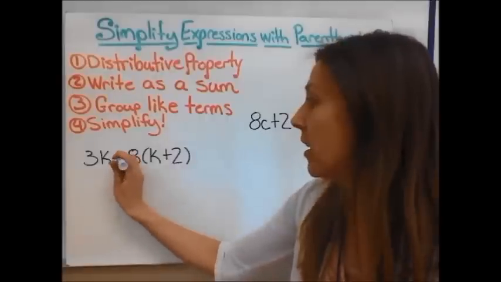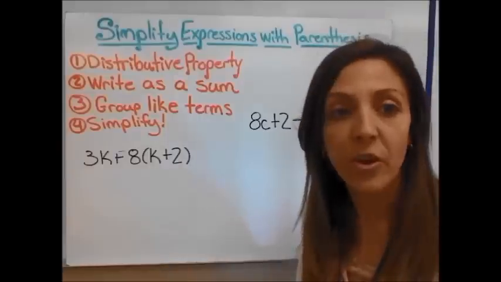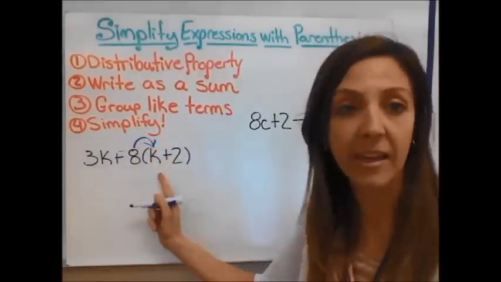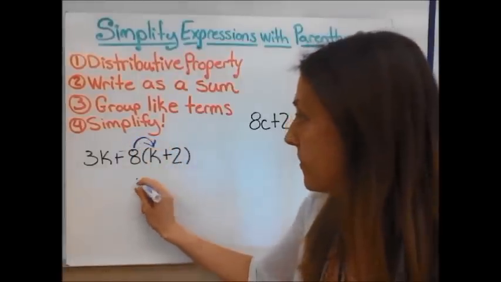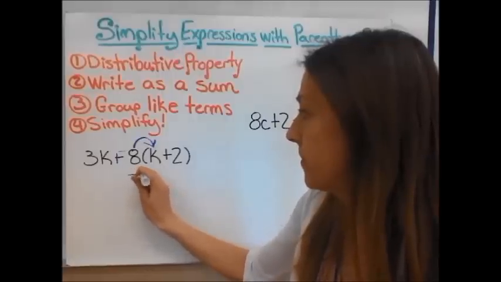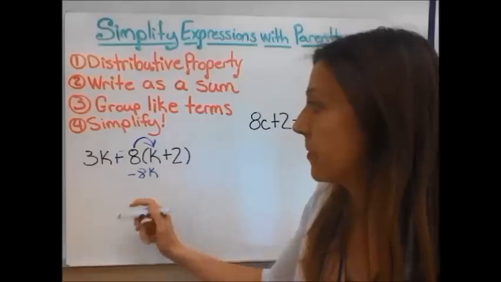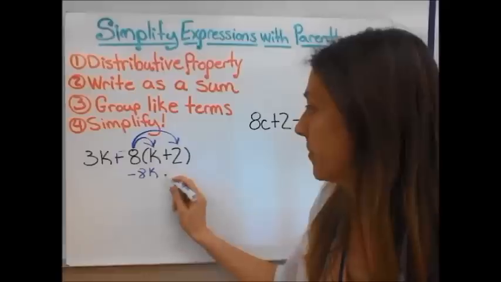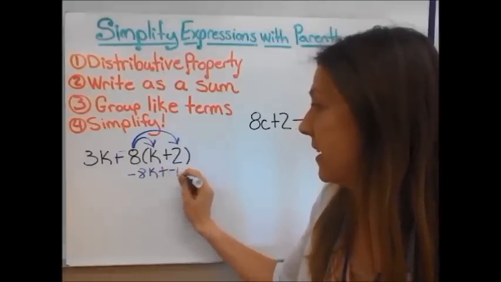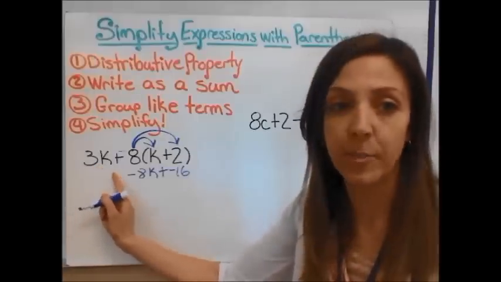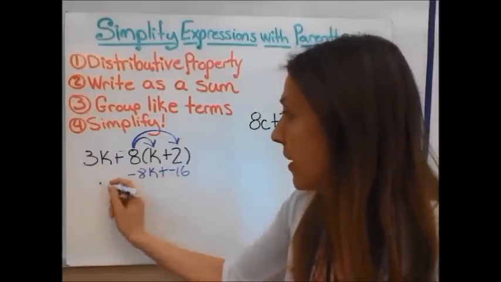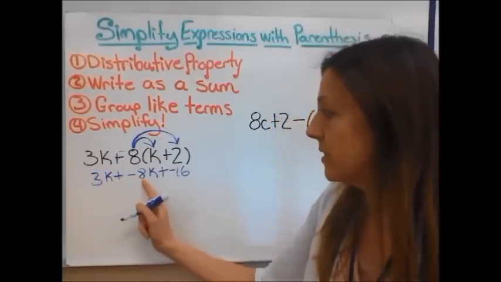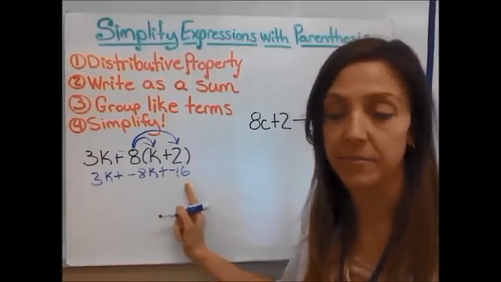Before I start, I'm going to look at that subtraction sign, and I'm going to stay, switch, switch. So I have a negative 8. And this negative 8 I need to multiply times k. So it's negative 8k, and then I'm going to multiply the negative 8 times 2, which is negative 16. And then I'm just going to write this part right here, plus 3k. So 3k plus negative 8k plus negative 16.